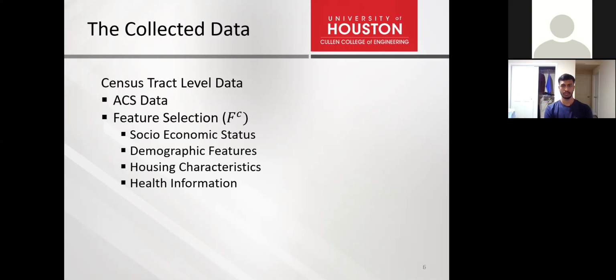So based on the literature review, we selected 43 features which have strong associations with the immunization delinquency, and we presented these features with the feature matrix FC.